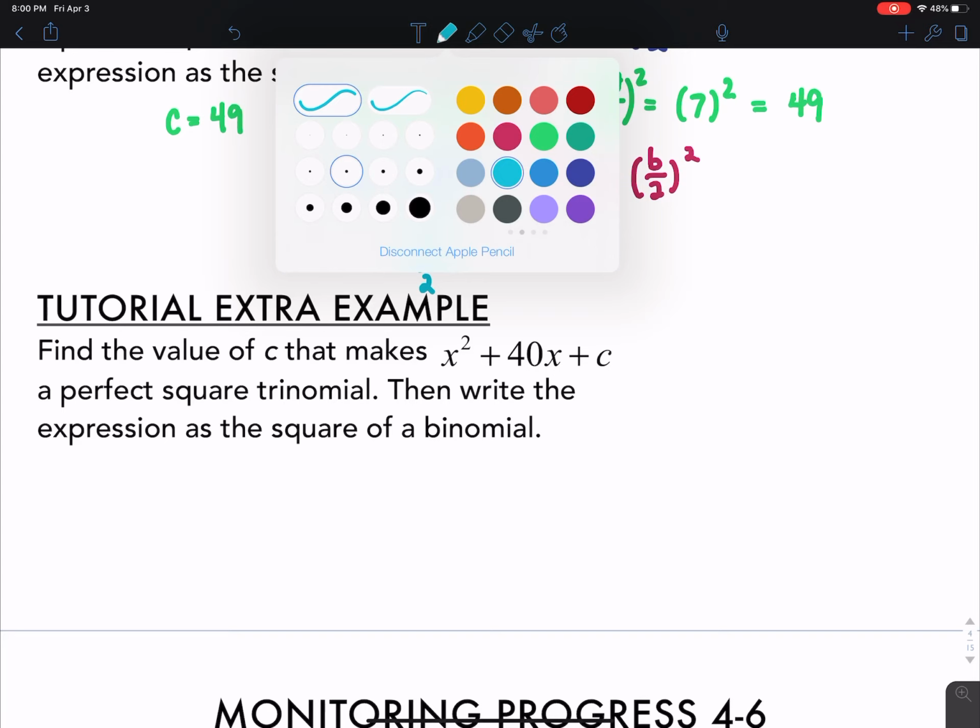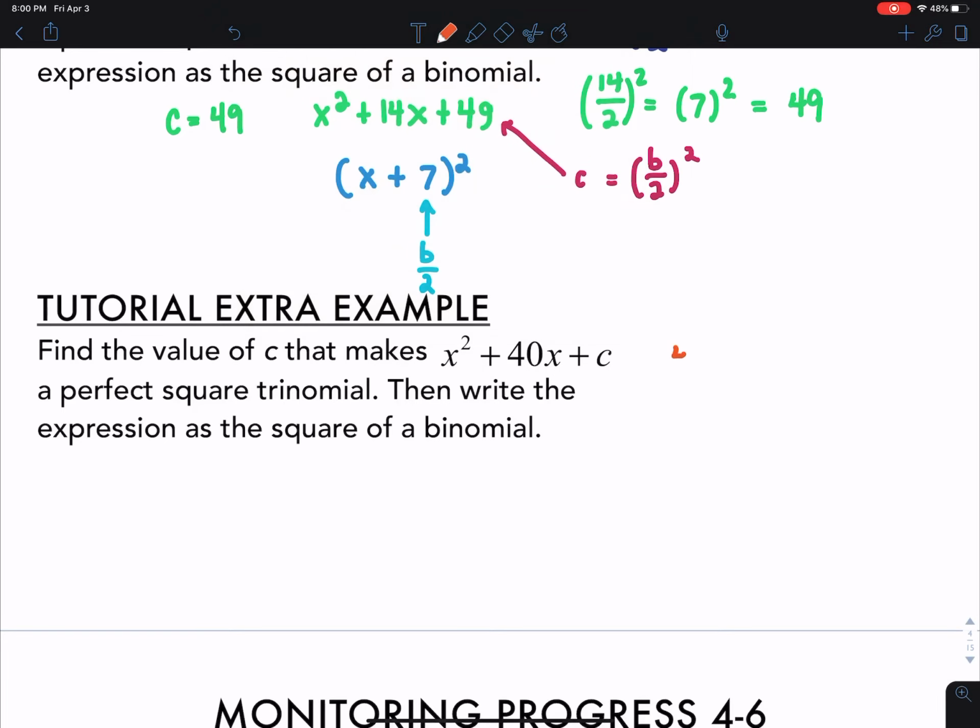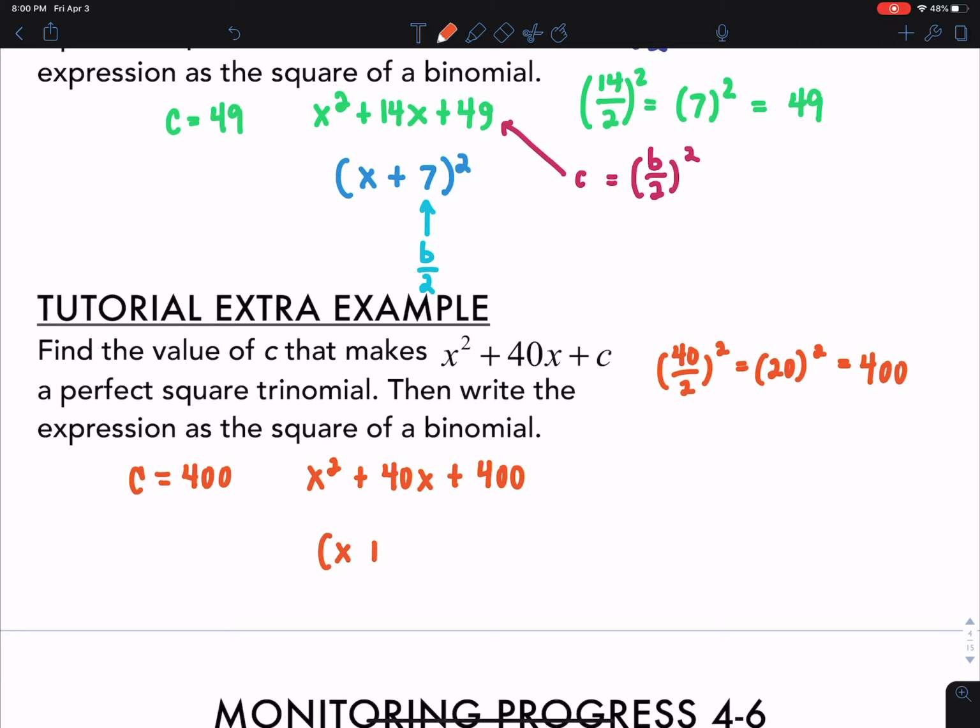And then again, similar process in this one. So we take 40 divided by 2 and square it. So that's 20 squared, which would be 400. So c is 400, which means we have x squared plus 40x plus 400, and that makes this simply x plus 20 squared.